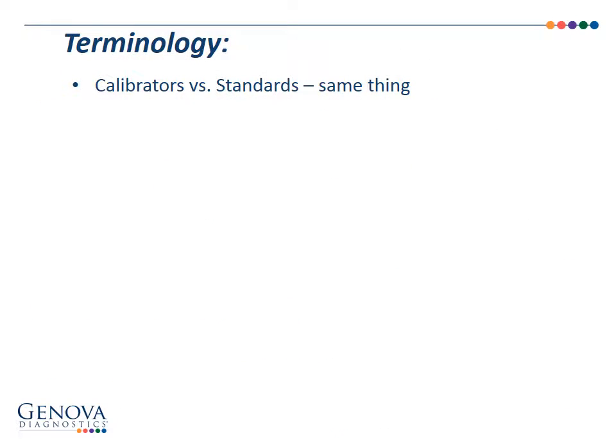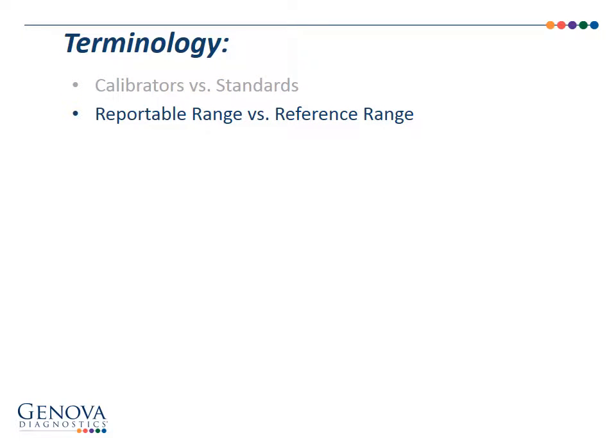So let's talk some about the common terminology around linearity and calibration. In the lab here at Genova, we talk a lot about calibrators and standards, and for the purposes that we use them for, they are the same thing. And I hear people using them interchangeably, and that's fine. You can use either one, and I will know what you're talking about. But reportable range and reference range are two terms that I hear mixed up pretty commonly. So I just want us to take a few moments to talk about the differences between these two.